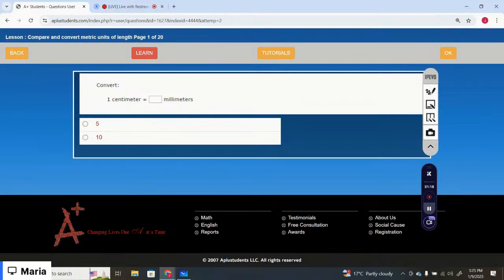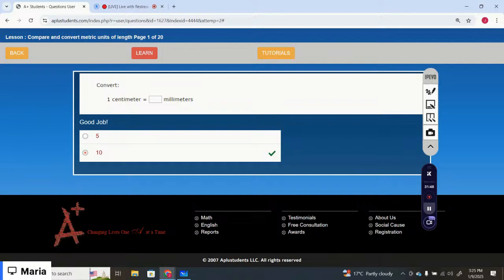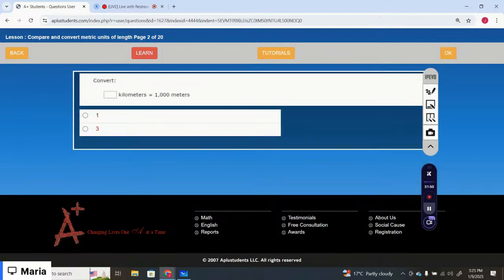1 centimeter equals how many millimeters? What does not make sense? These are the measurements. You just have to remember them. I haven't made them on my own. 1 centimeter equals 10 millimeters. You can ask complete questions.